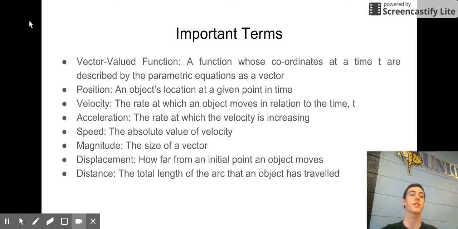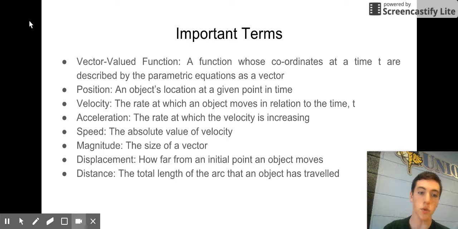So some important terms for our next topic, which is vector-valued functions. A vector-valued function is a function whose coordinates at a time t are described by the parametric equations as a vector, and position is an object's location at a given point in time. Velocity is the rate at which an object moves in relation to the time t, and acceleration is the rate at which the velocity is increasing. Speed is the absolute value of velocity, so you could have negative velocity as in you're going down, but you still have the absolute value of velocity.